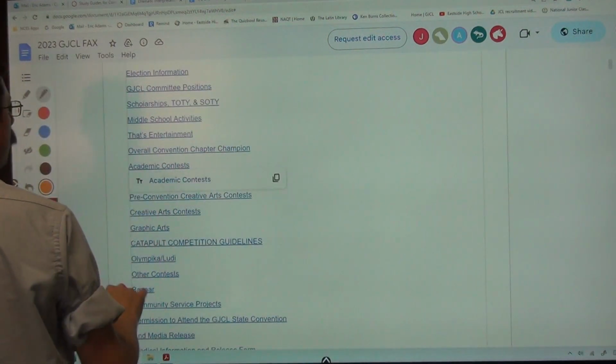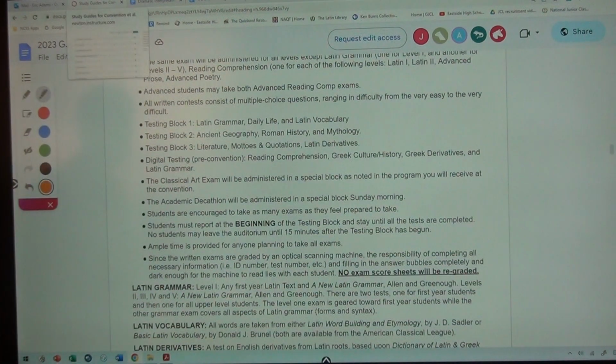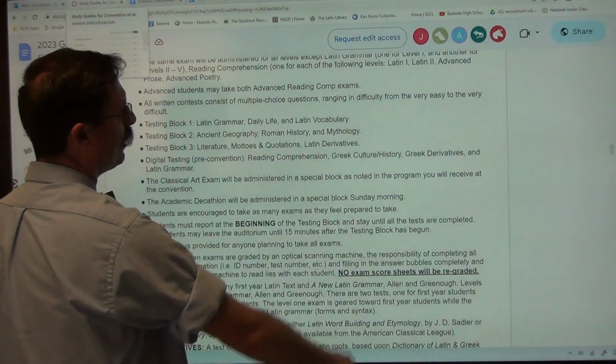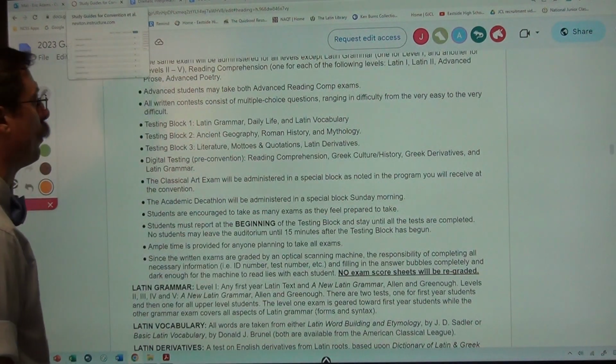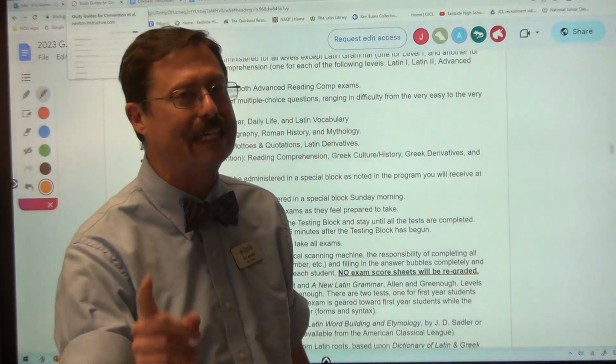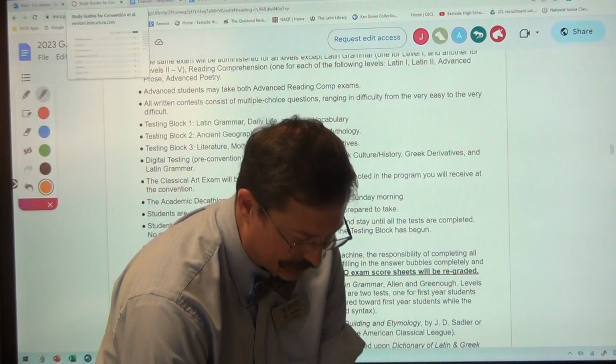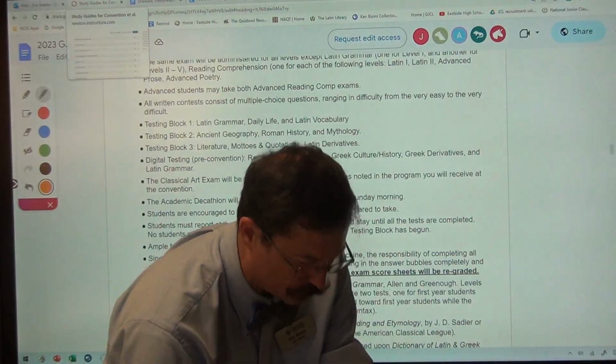And so therefore, in those testing blocks, and the other testing blocks, and I'll go back to the academic contest, are going to be taken, as I said, online the night before the convention. And so that would be pre-convention digital testing, which are the reading comprehension, Greek culture and history, Greek derivatives, and Latin grammar. Now, when it comes to the tests, if you wish to take them, and that's your second word, exam, E-X-A-M, exam is the second word that you are going to be putting in.